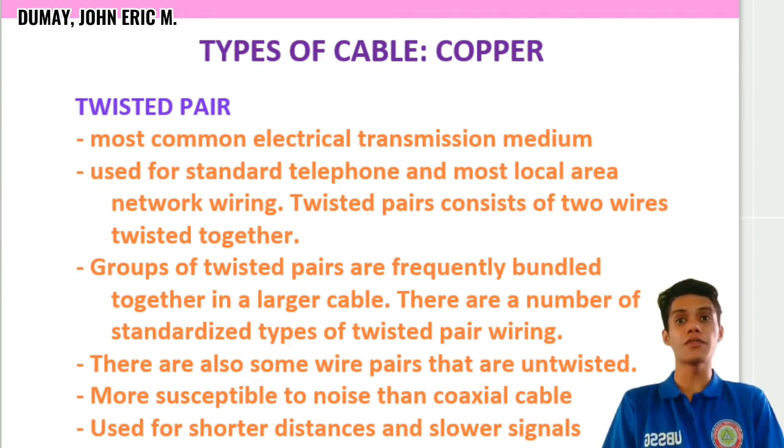There are a number of standardized types of twisted pair wiring. There are also some wire pairs that are untwisted. It is more susceptible to noise than coaxial cable. It is also used for shorter distances and slower signals.